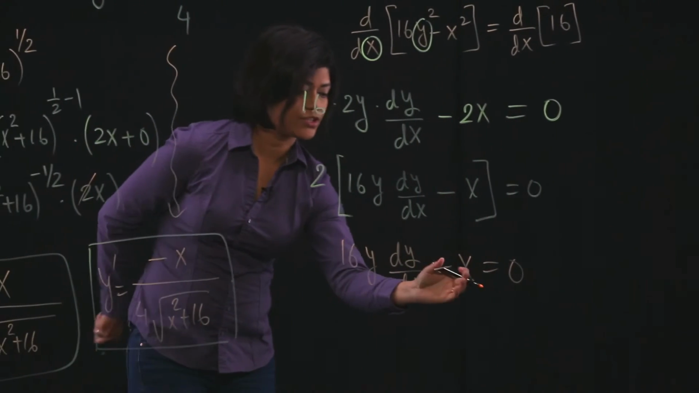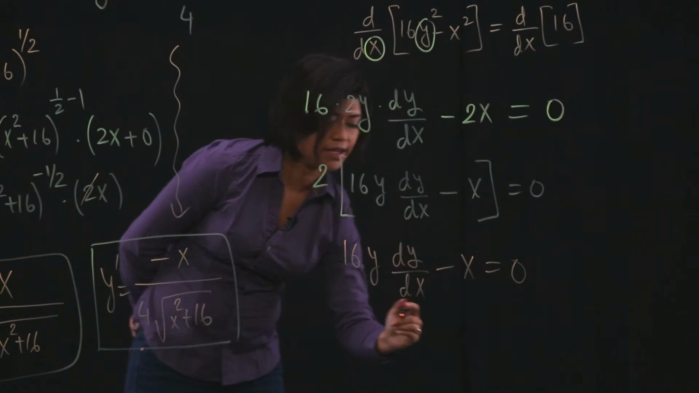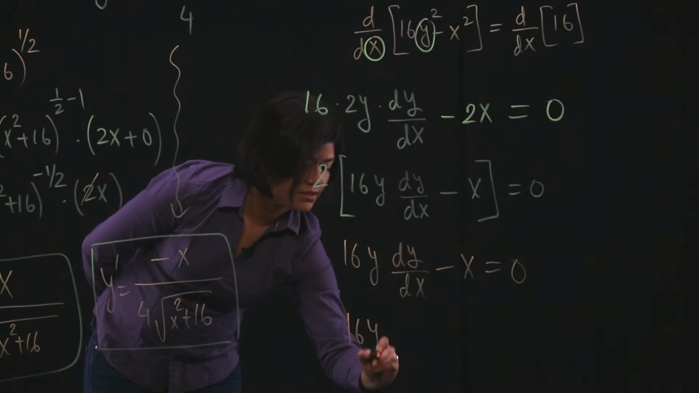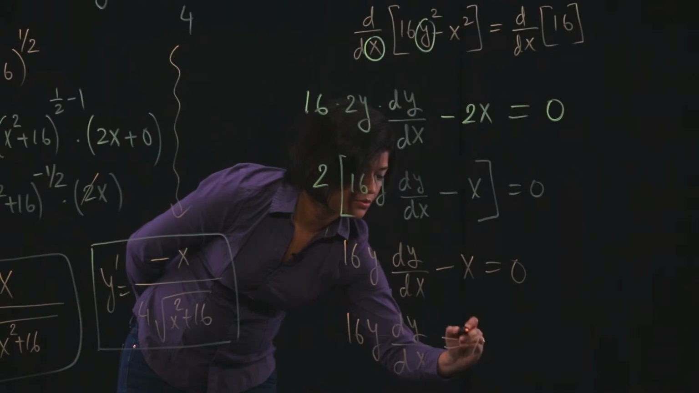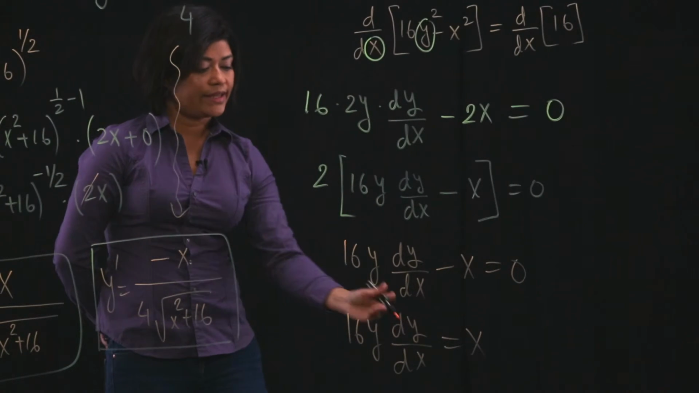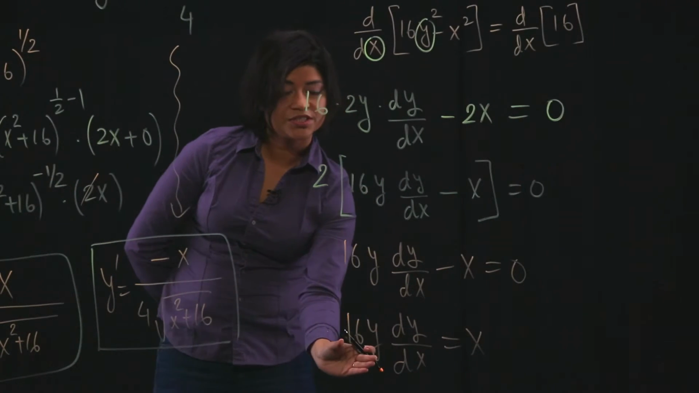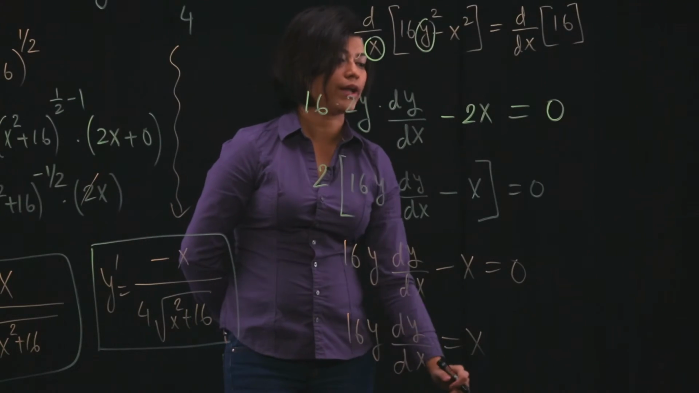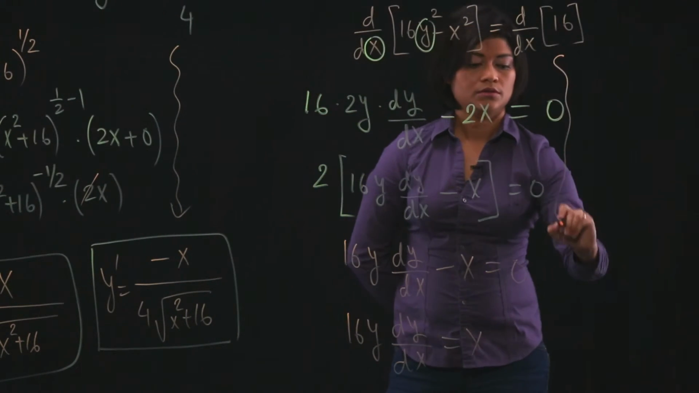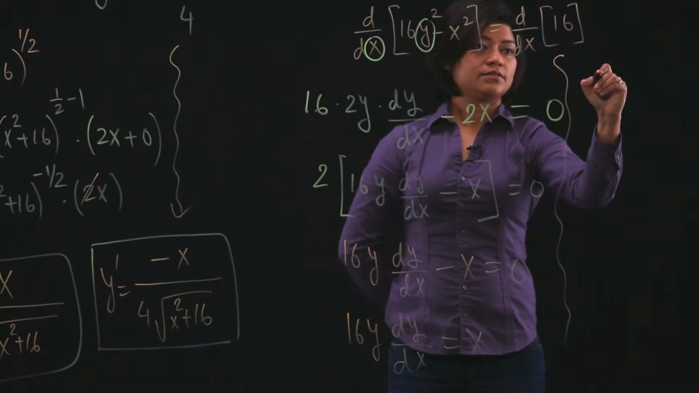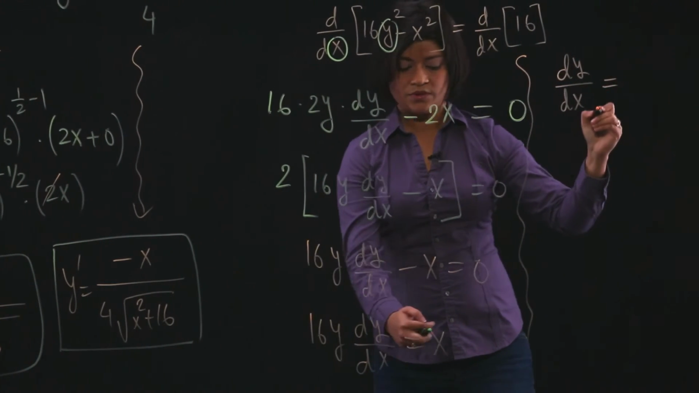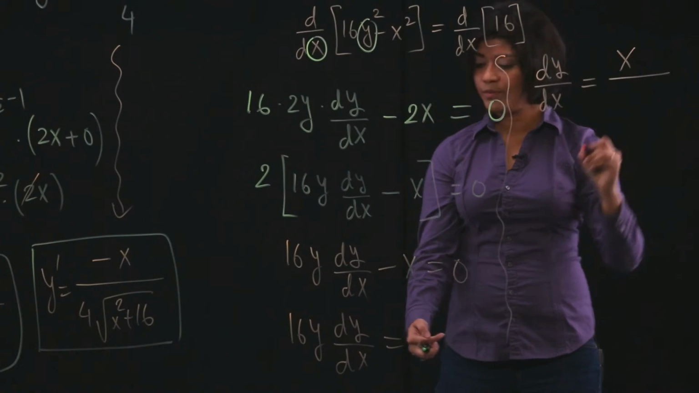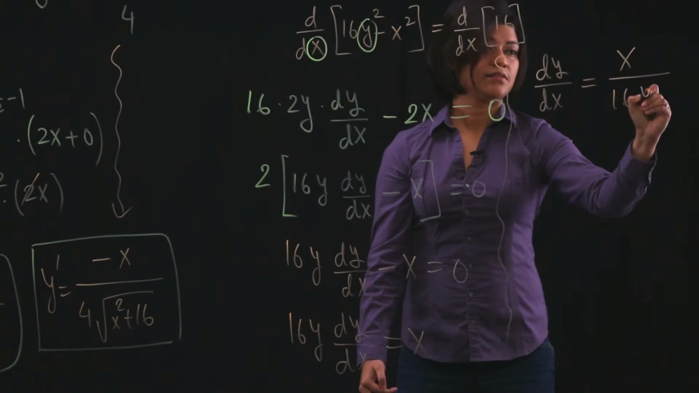Let's solve for dy/dx. So let's move this negative x to the right-hand side. So we'll have 16 times y dy/dx is equal to x. And then to solve for dy/dx, we just divide both sides by 16y. So we get dy/dx is equal to x divided by 16 times y.